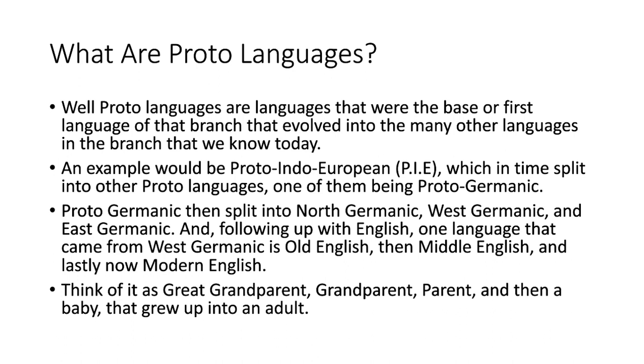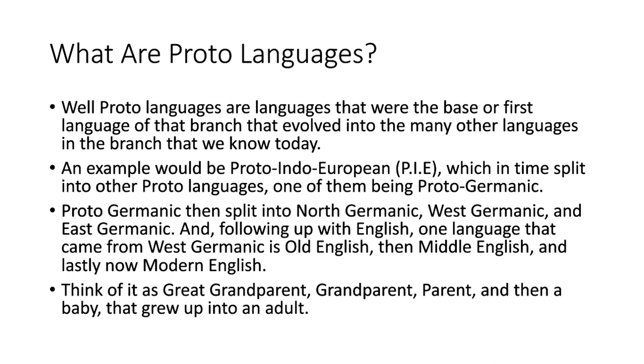And to follow this English example, we'll do Proto-Germanic. So it goes from PIE to Proto-Germanic, and then Proto-Germanic split into North Germanic, West Germanic, and then East Germanic, and then following up with English for West Germanic. Well, English derived from a middle ancestor, like I think German or something like that.